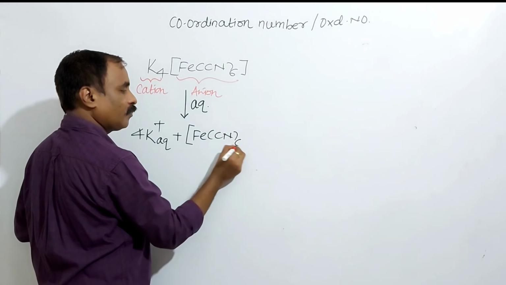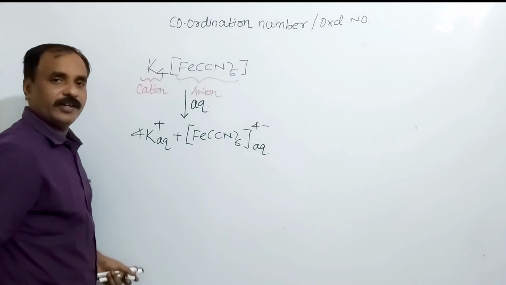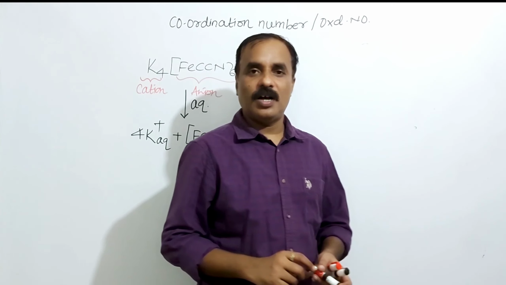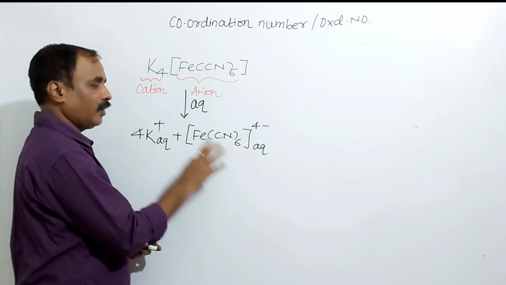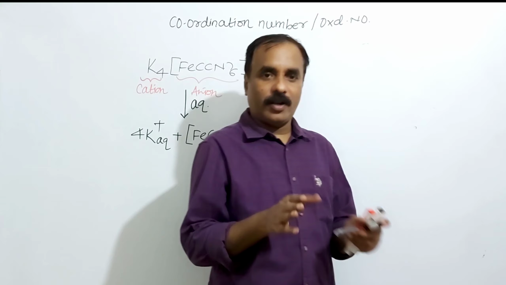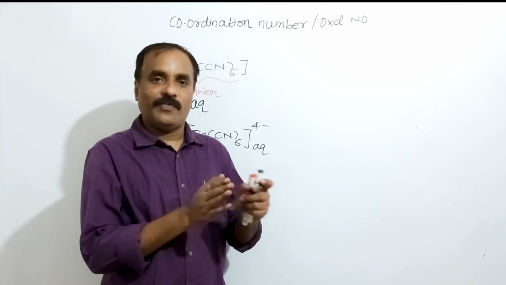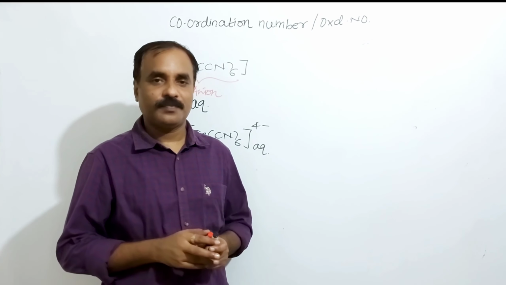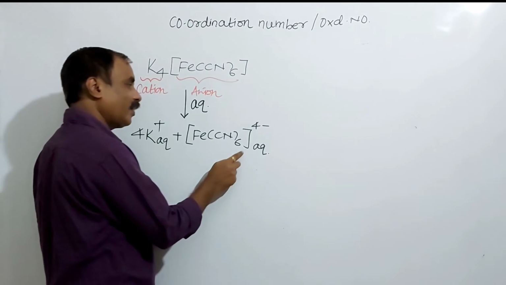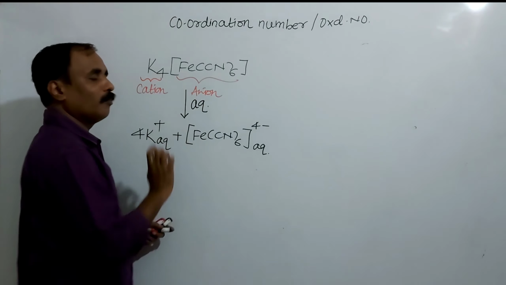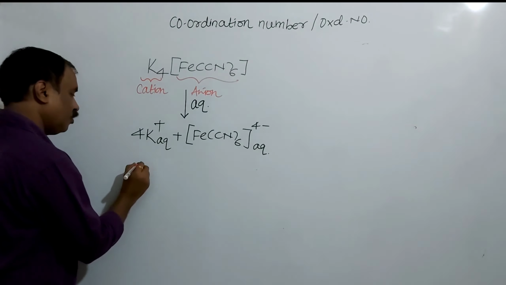[Fe(CN)6] 4 minus. Separation of these happens, because an ionic bond is there, an electrostatic force of attraction between cation and anion. When it is dissolved in water, its separation happens. Sodium chloride dissolved in water separates and forms Na plus aqueous and Cl minus aqueous. Exactly the same here. So the charge on this square bracket is 4 minus. That is why this is an anionic complex. Negative charge.